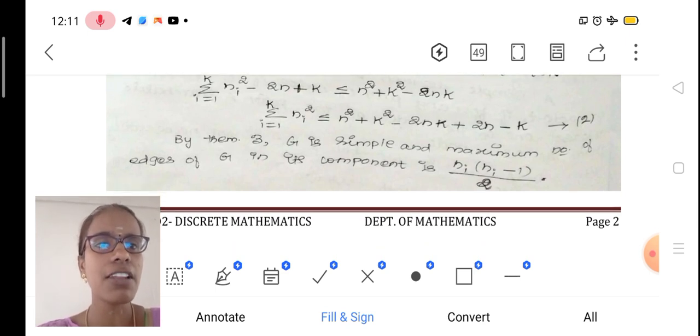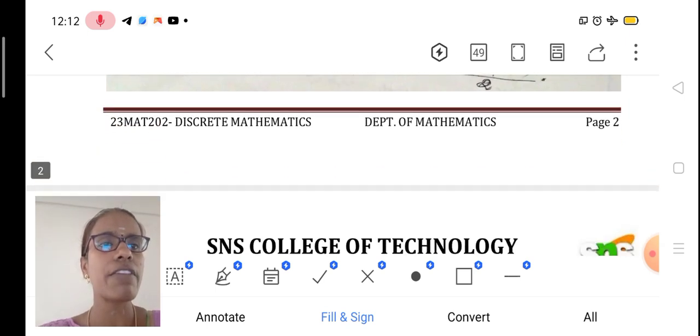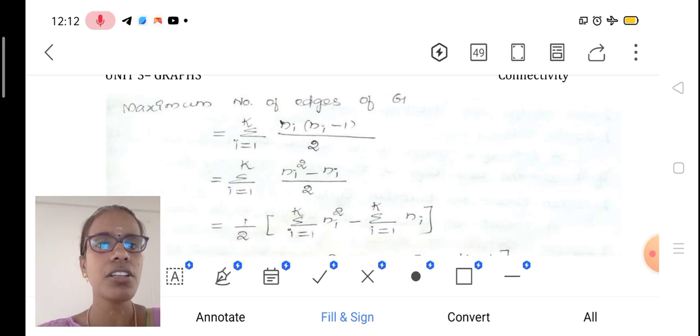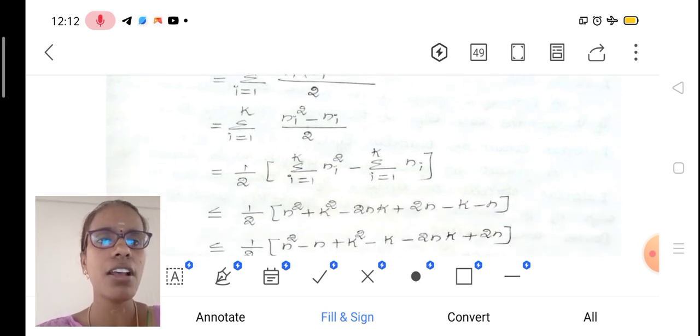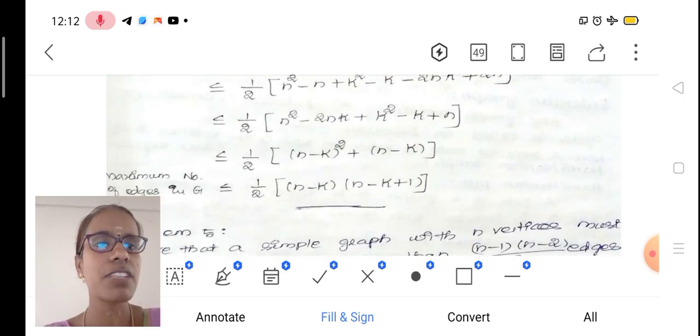And using the earlier theorem, G is simple and the maximum number of edges of G in its components is ni(ni - 1)/2. So the maximum number of edges of G is summation i=1 to k of ni(ni - 1)/2, so ni^2 - ni. Just bring that 1/2 outside. For the ni^2 sum, we already have the statement from the last step, so replace that value. Then summation ni is n. You just subtract, then you get some terms like this.